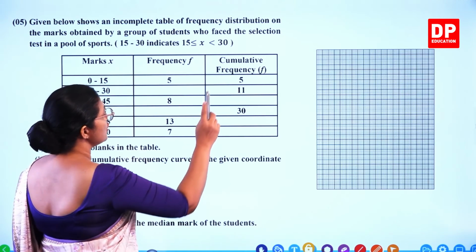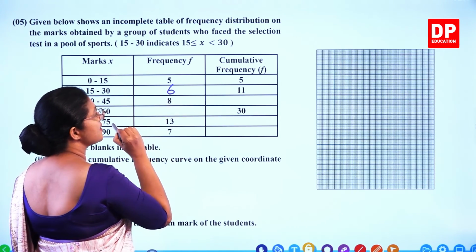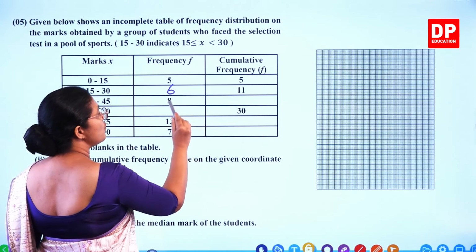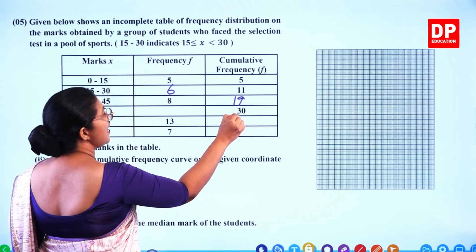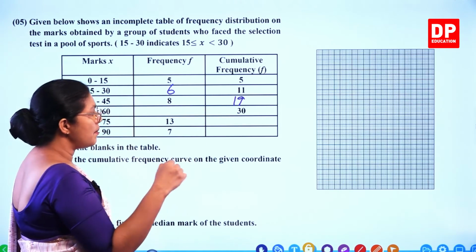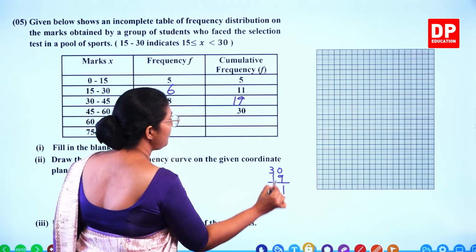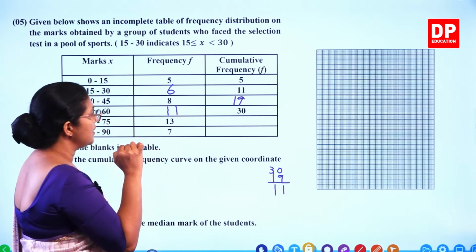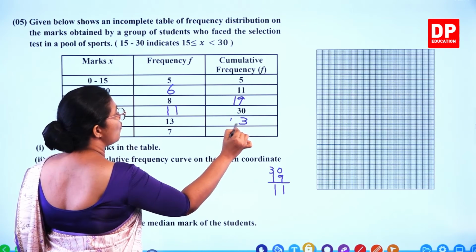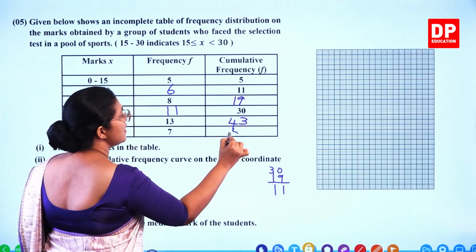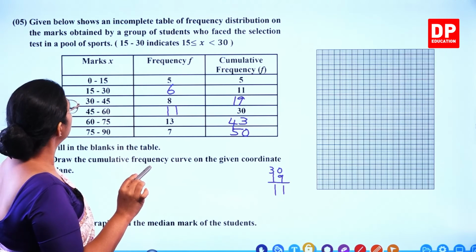Let's do this calculation. Cumulative frequency is 11 and 5 is there. 11 minus 5, this should be 6. Then how do you find this value? You have to add 8 to that. 11 plus 8 becomes 19. 19 and something becomes 30. 30 minus 19, what is 30 minus 19? 11. So this should be 11. Then how do you find these two? 30 plus 13 is 43. 43 plus 7, that's 50. So altogether 50 students are there.